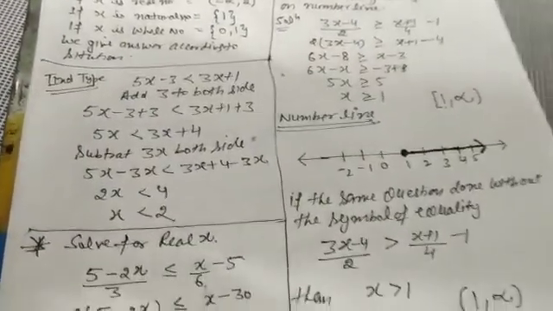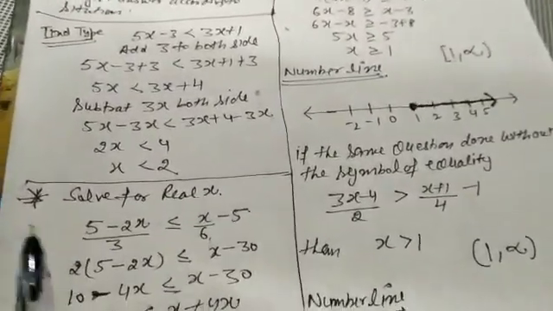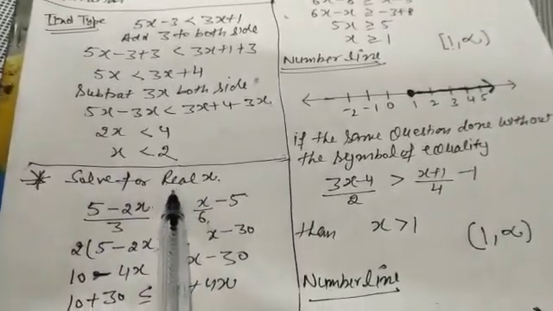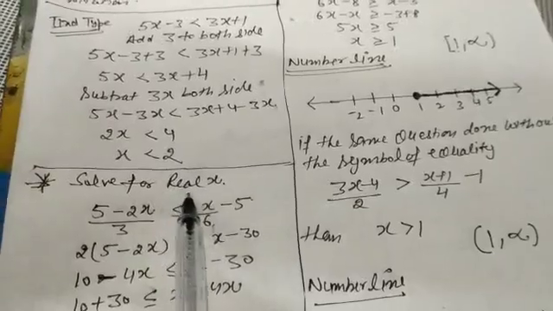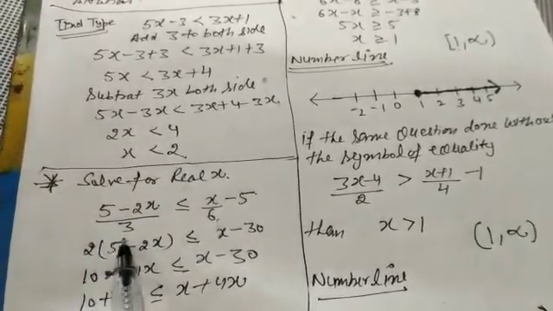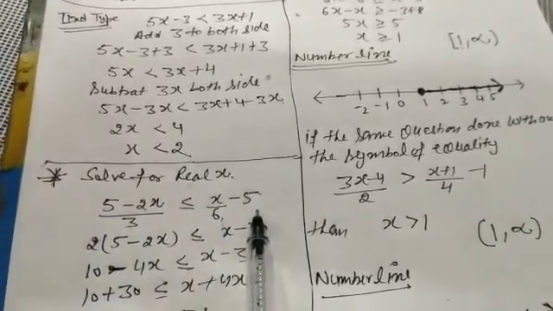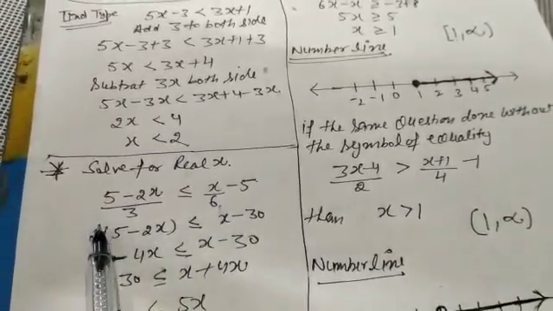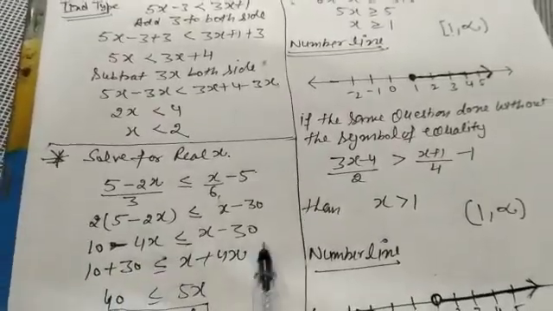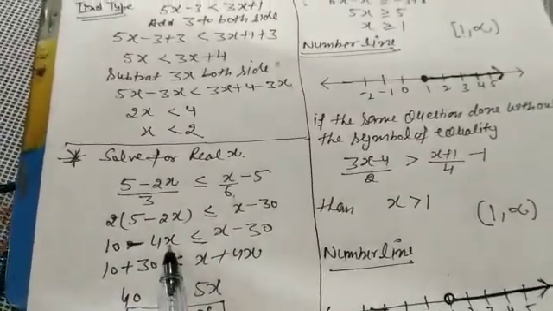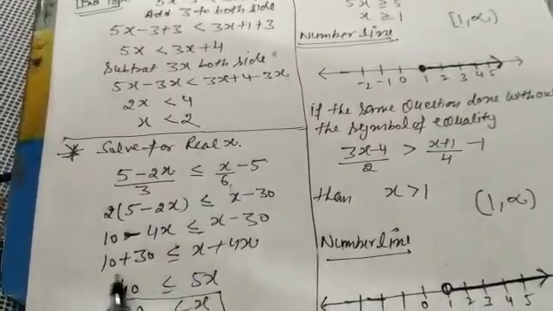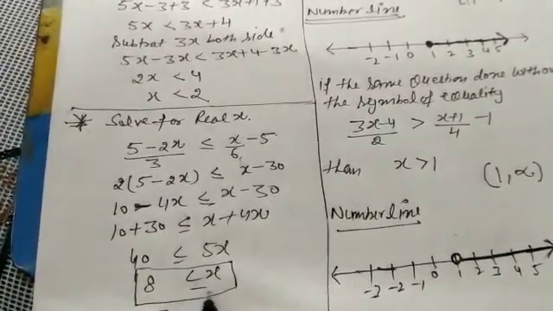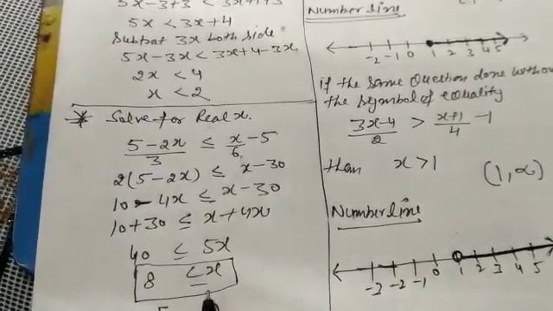Now let us solve one more question. It says solve for real x. Real, remember, it is real. Now 5 minus 2x upon 3 is less than x upon 6 minus 5. First of all, take the LCM of the inequality. After the LCM, this 2 is multiplied with 5 minus 2x, and you get a linear inequality in one variable. Shift the x to one side and the constant to the other side. Solve for x and you get the solution x greater than or equal to 8.